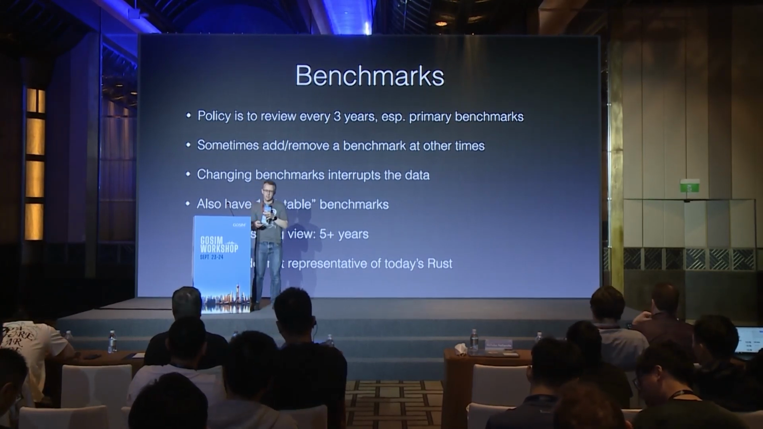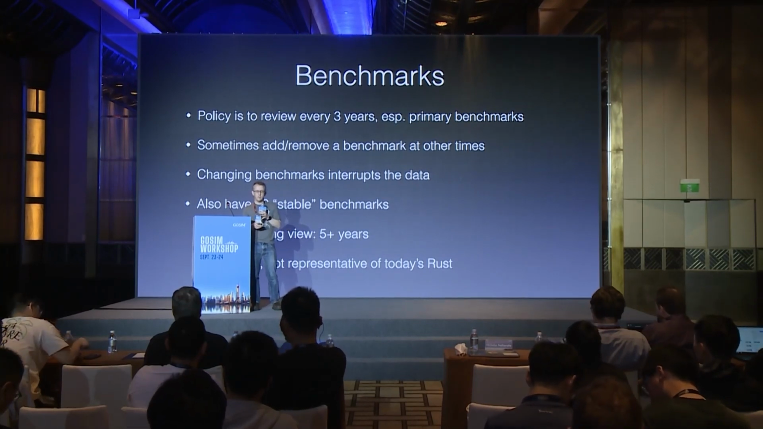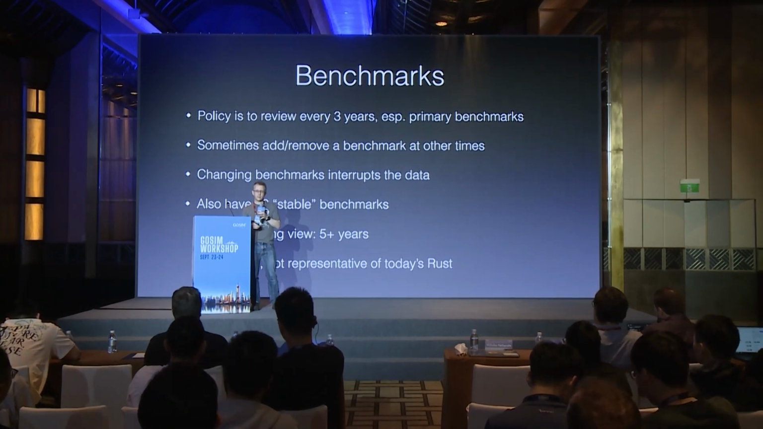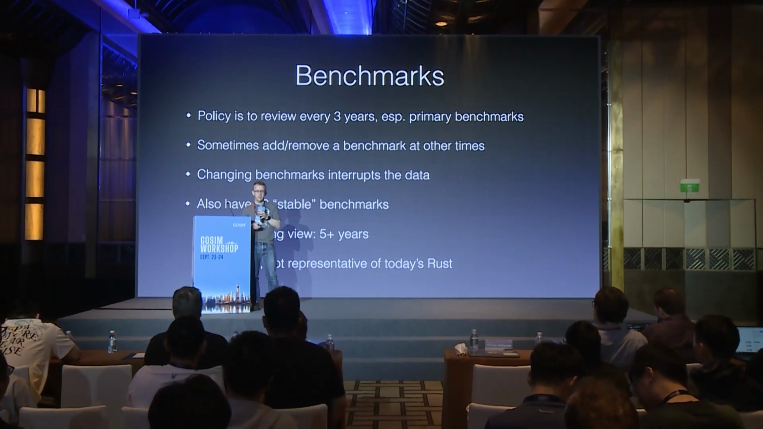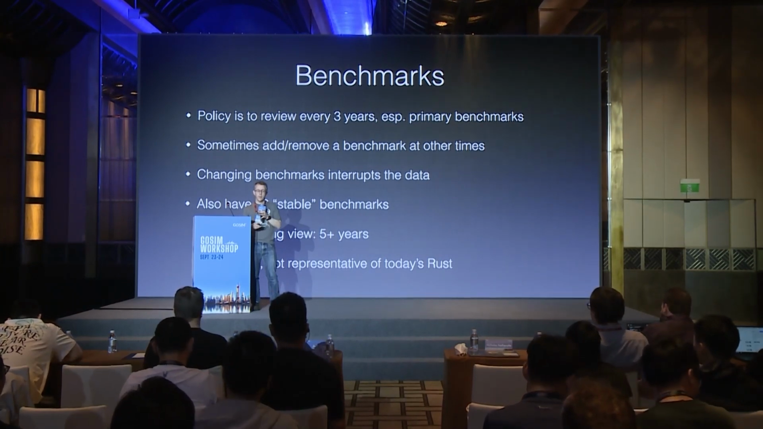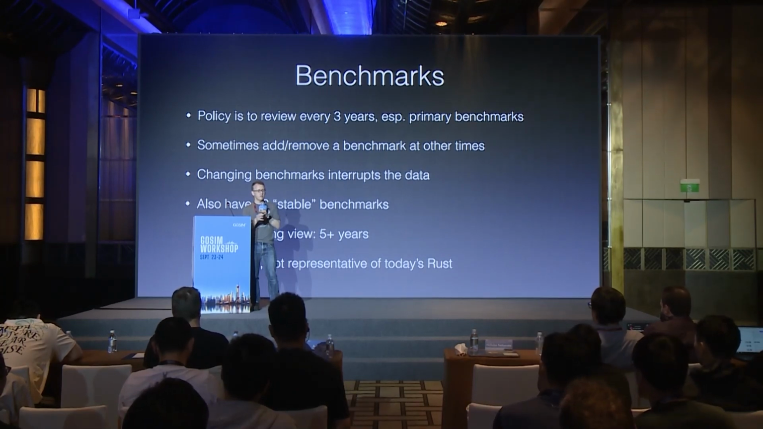The downside is that changing benchmarks does interrupt your data. And so we also have a third category of benchmarks that we call stable. We have 10 here. The idea is to provide the long view of 5 years or more. These benchmarks haven't changed in a long time, so they're quite old code. They're not necessarily representative of the code that people would write today in Rust, but they do give us that very long data series.